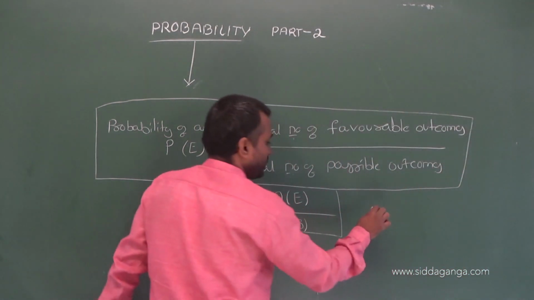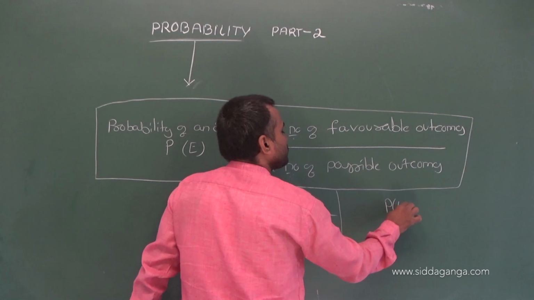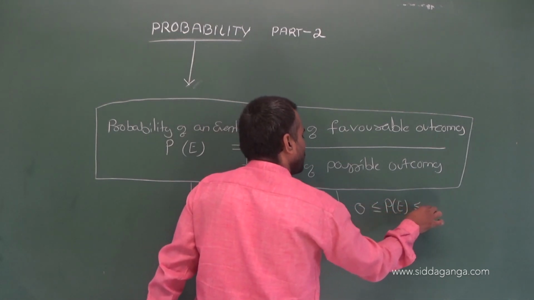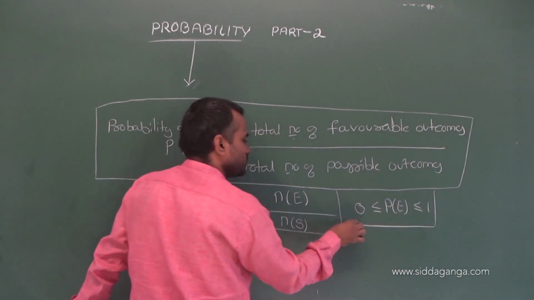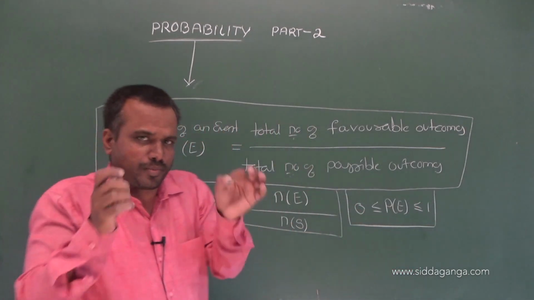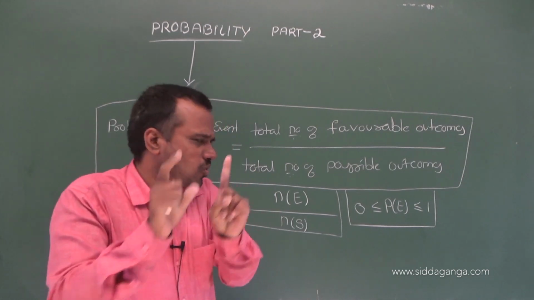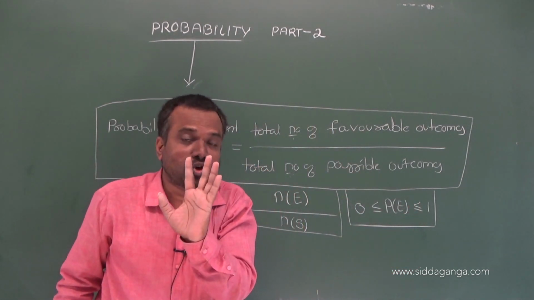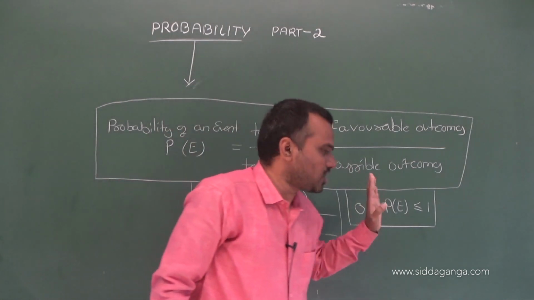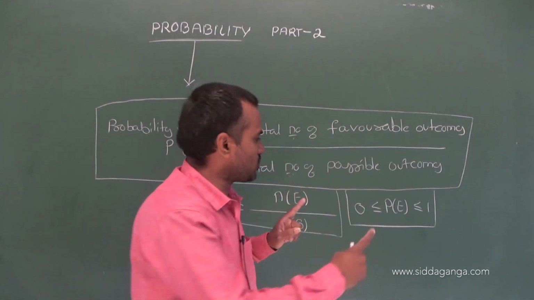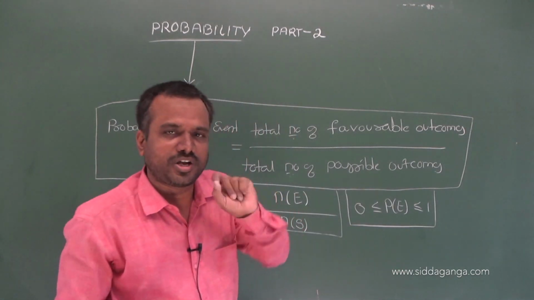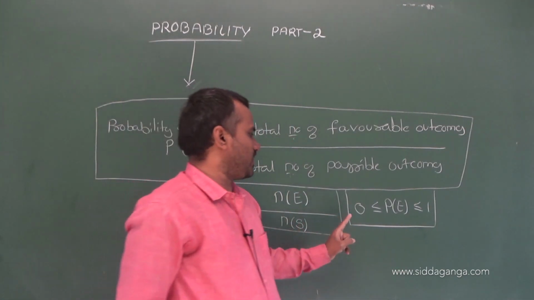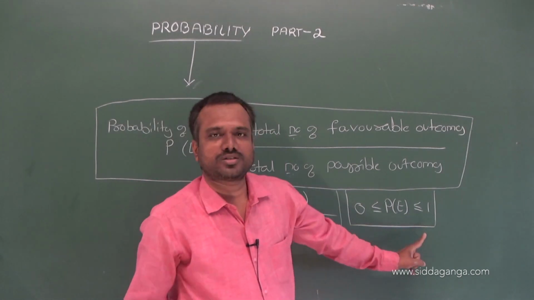Then one more very important point: P of E is greater than or equal to 0 and less than or equal to 1. This is very important. The probability of any event oscillates between 0 and 1. It must be greater than or equal to 0, not less than 0, and less than or equal to 1, not greater than 1.